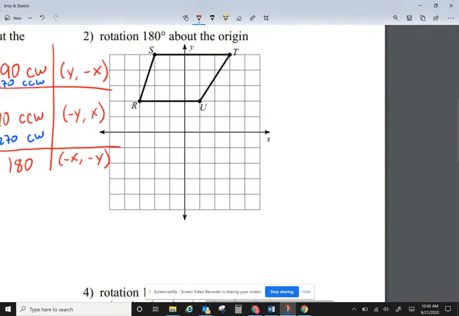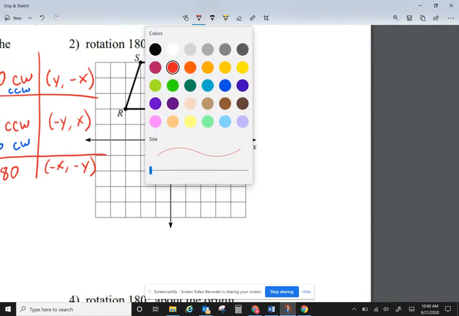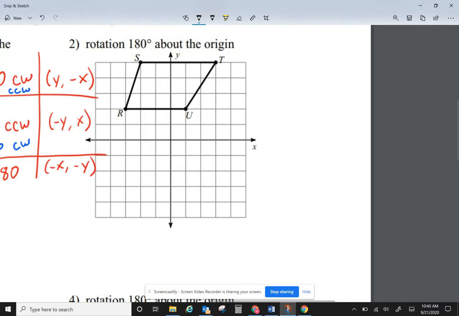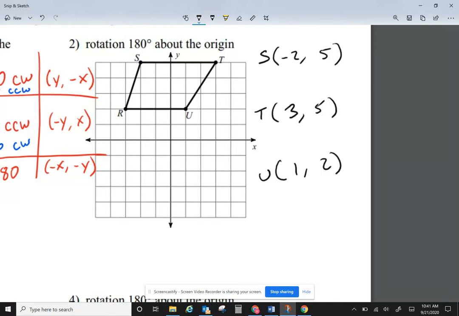Now let's take a look at question number 2. In my case, I'm going to graph the image. So in my case, let me get the coordinates as they are of all the points. If I look at point S, as it is, I have the point -2, 5. If I look at my point T, I have 3, 5. If I'm looking at the point U, I have 1, 2. And then my point R, the coordinates are -3, 2.